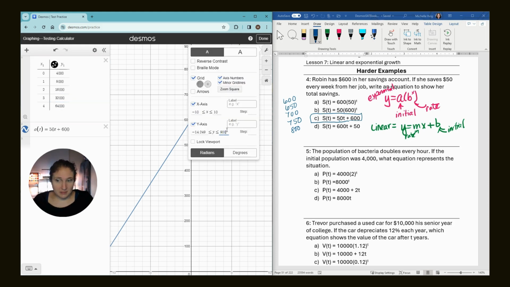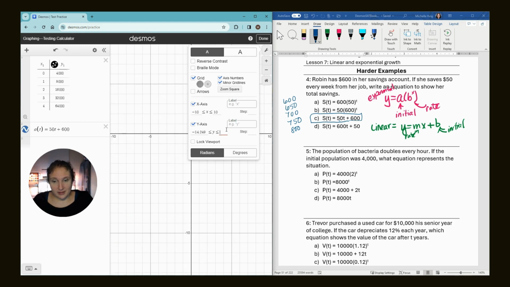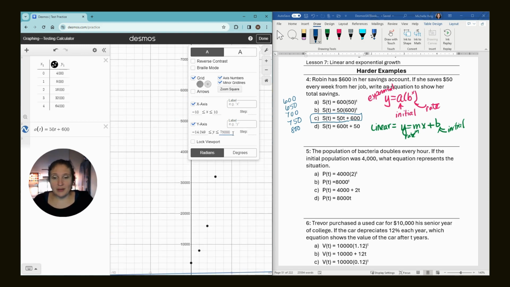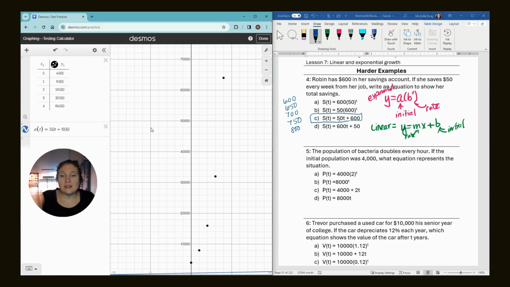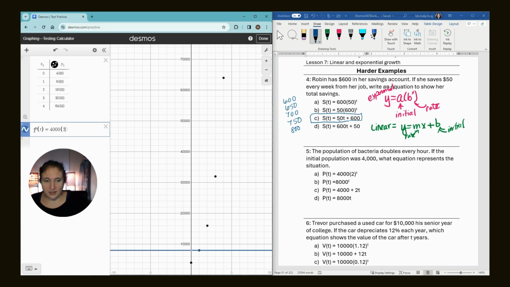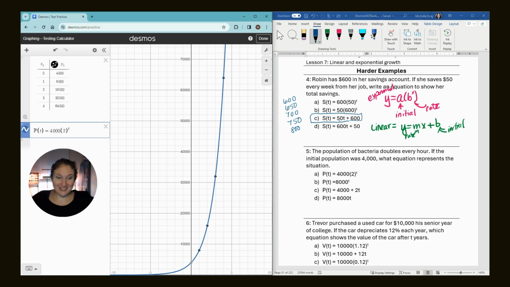let's make it, I guess, like 75,000. Okay. So here we can see that these are the dots that it's supposed to go through. And I just did it in my head. 4,000 is where it starts, and then it keeps multiplying, multiplying. So now I can do my answer choices. I've got P of t equals 4,000 times 2 to the t. And that's the answer. It goes right through it.